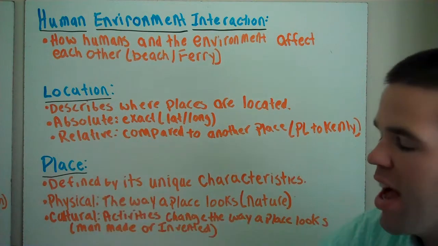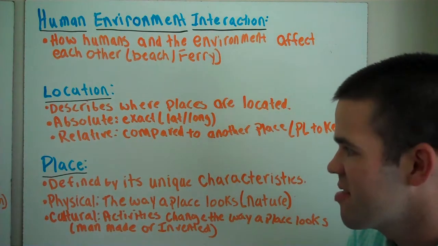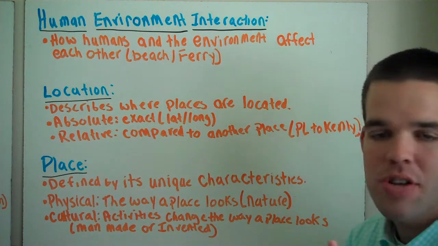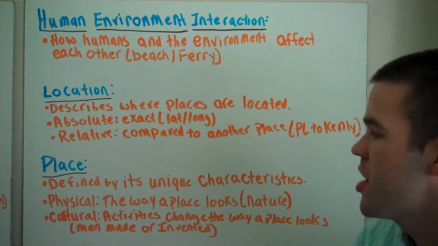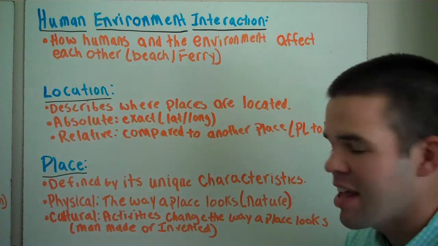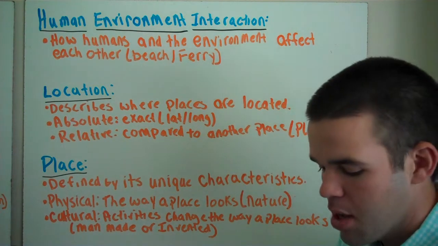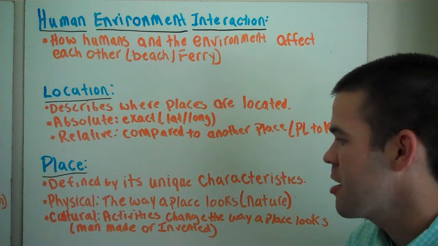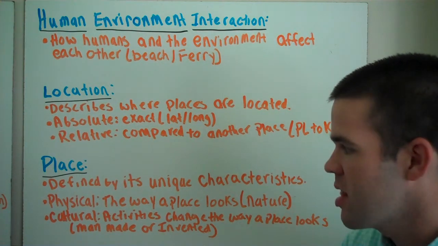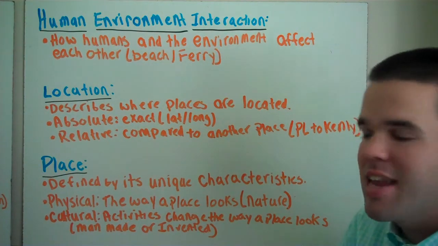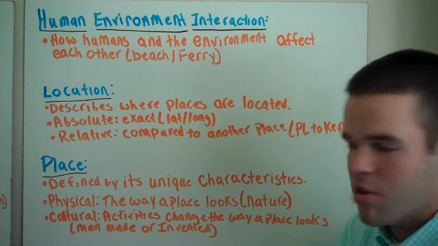Now, we're going to talk about the final theme of geography. We're going to talk about place. Place is defined by its unique characteristics. There are two types of place as well. There is physical, the way a place looks, usually done by nature. That could mean the Grandfather Mountain, that could mean the Andes Mountains, that could mean the Himalayan Mountains, that could mean the Atlantic Ocean, that could mean just about anything that is done by nature is physical.